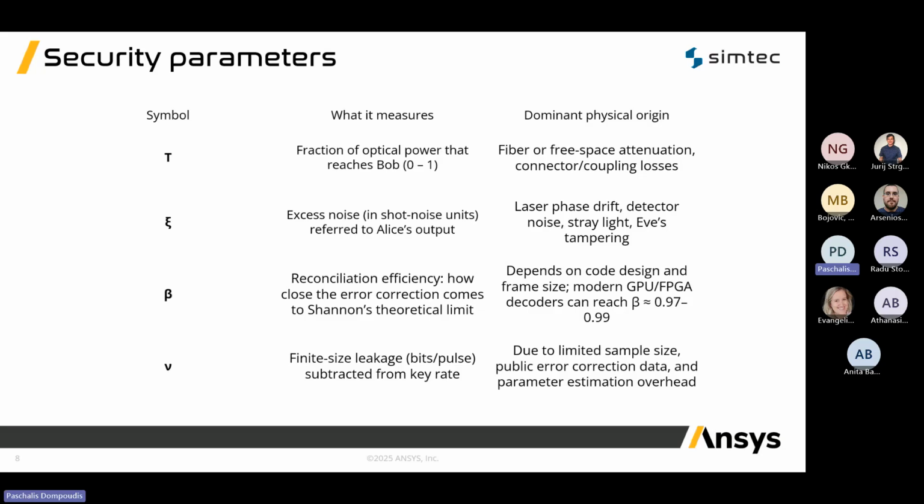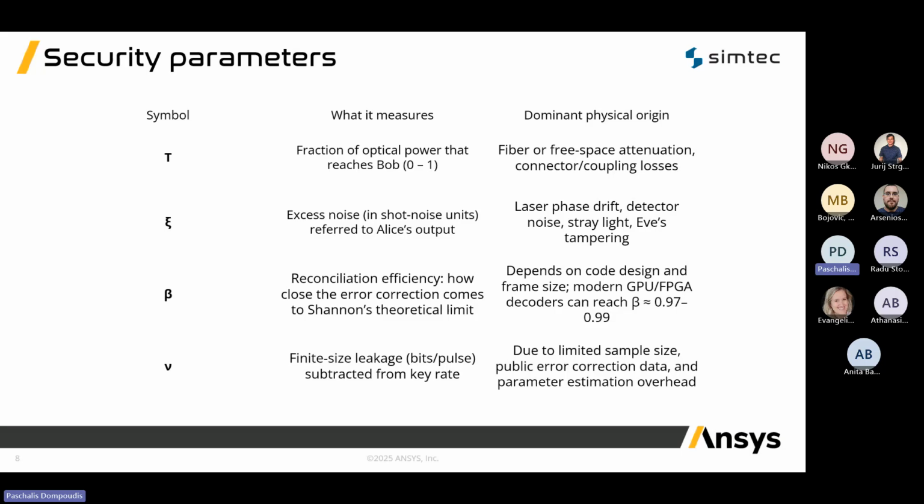Here we can also see some critical parameters for assessing the security of a continuous variable QKD system. First, we have T for transmission, which is the fraction of optical power that reaches Bob. If T is low, that means that we have high loss, which can be due to fiber attenuation, poor coupling, or even an eavesdropper siphoning off photons. Then we have Xi, the excess noise. This is the most important security parameter. If noise beyond the expected shot noise level appears, it might be from technical imperfections, or it could indicate that someone is tampering with the quantum signals.